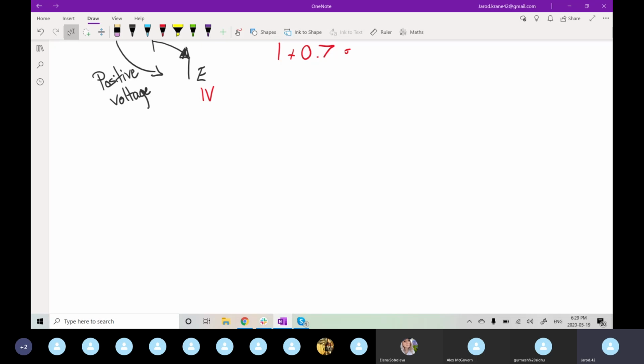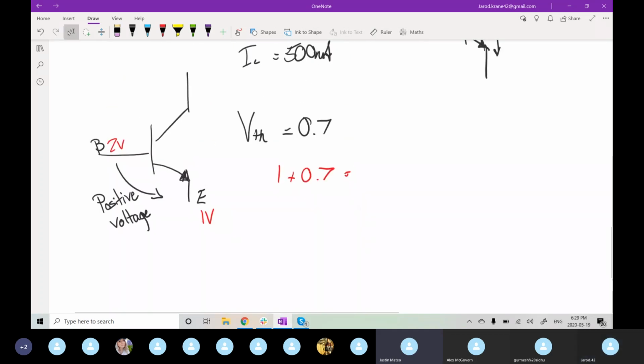Someone asks: Is the threshold voltage always 0.7, or does it depend on the transistor? It depends on the transistor.